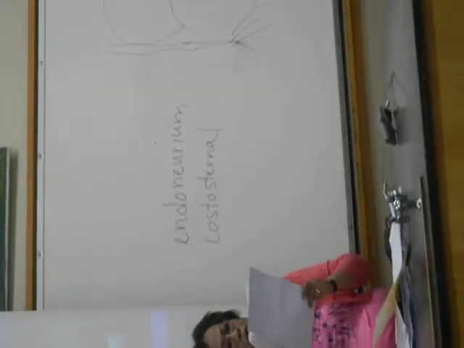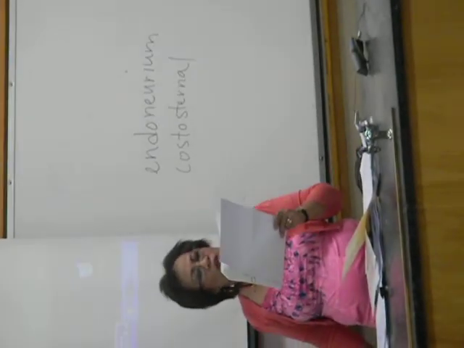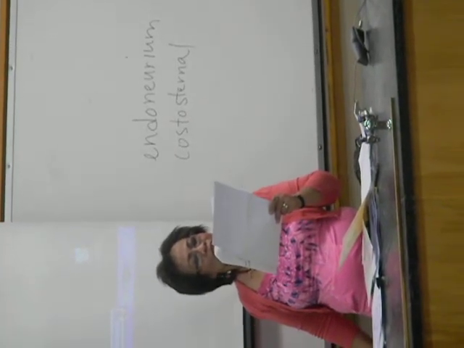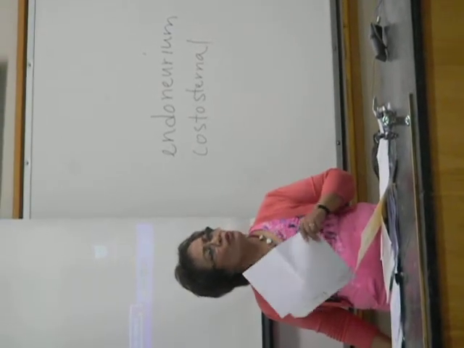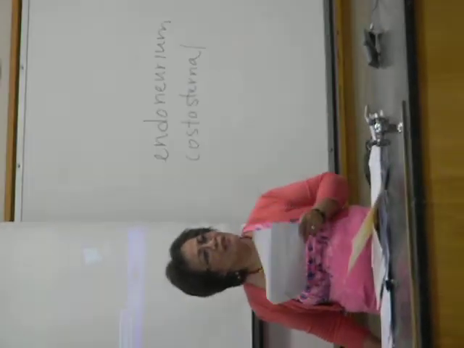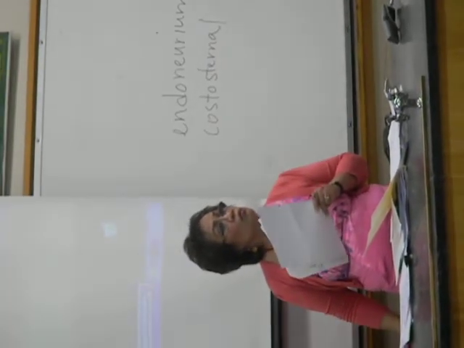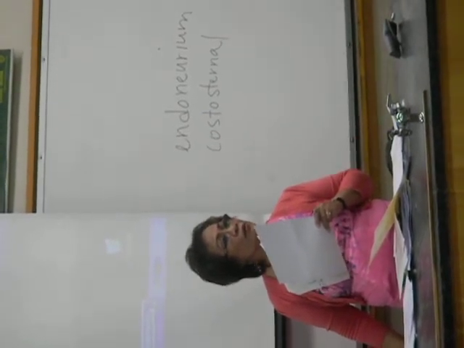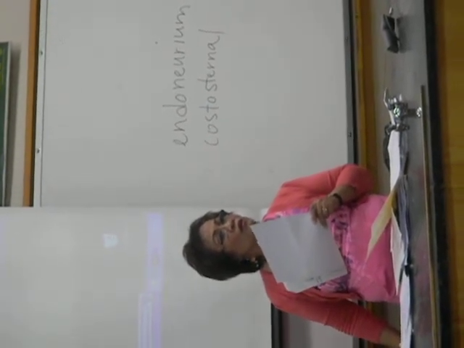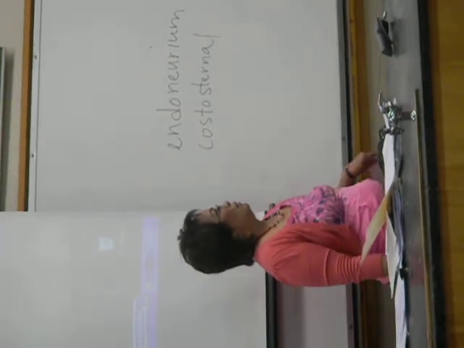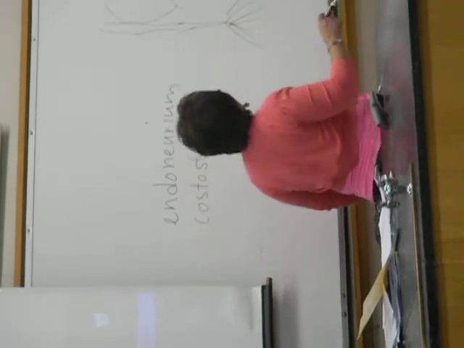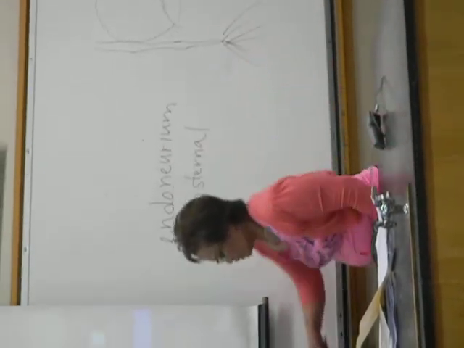Okay, so where do all those spinal nerves exit in the vertebral column? Where do they exit? Where do they come out from the spinal cord? Foramen. Yes, it's a foramen. But what do you call it?